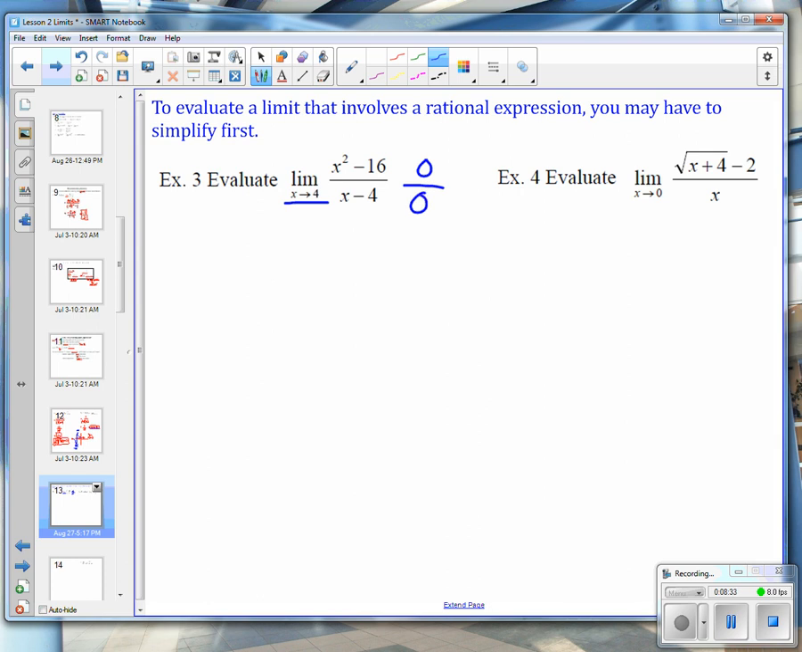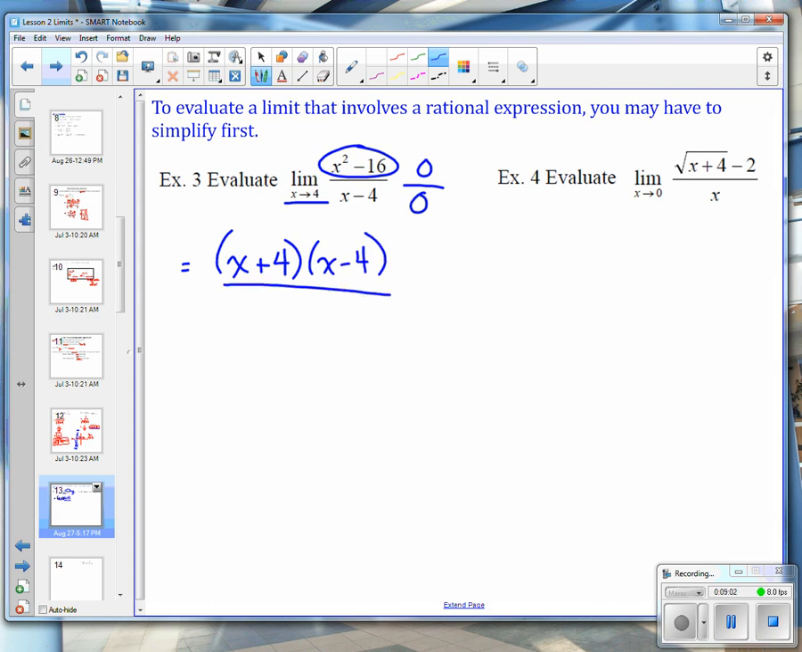This is an example of that indeterminate situation that we were talking about. This means, yes, there is a solution, and yes, we need to manipulate our equation in order to figure out what that solution actually is going to be. So before I just plug in that 4, let's simplify this. Hopefully on the top you can see that this is the difference of squares. So I'm going to have my x plus 4 and my x minus 4.